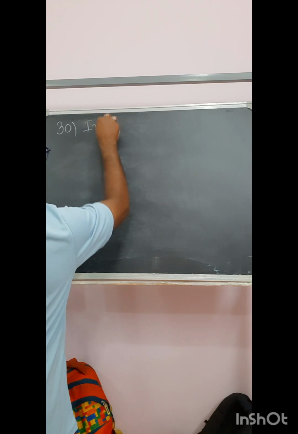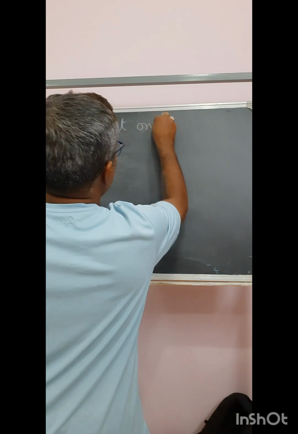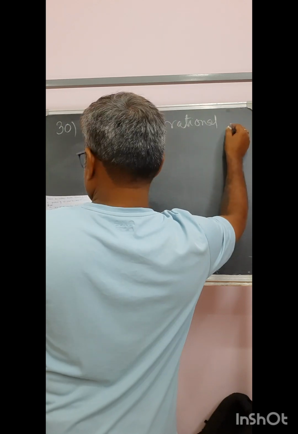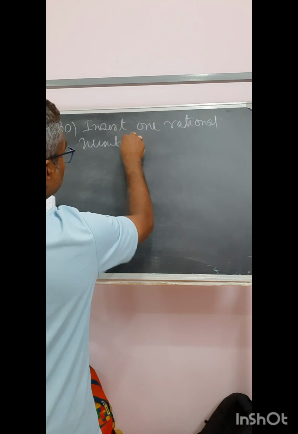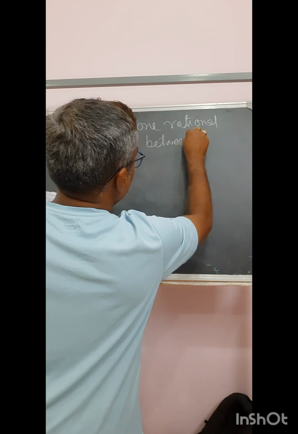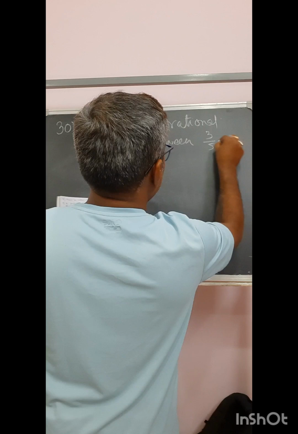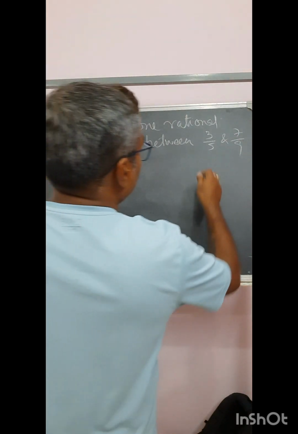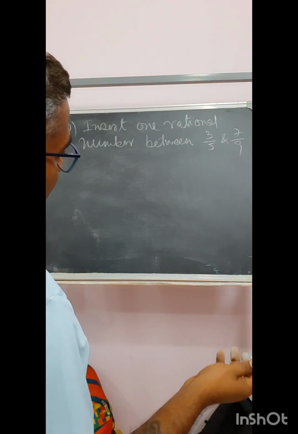Insert one rational number between 3/5 and 7/9. So this is again a case where both the numerator and denominator are changing.